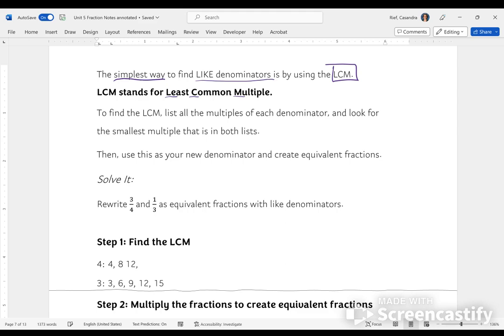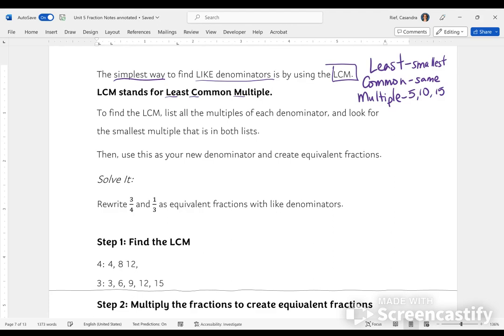The big idea is we are looking for the least common multiple. So let's look at each piece of this term to really understand what it means. Least just means smallest. Common means that they're the same. And a multiple would be like if you had multiples of 5, you could say 5, 10, 15. It's basically a number that can be created by multiplying your starting number by other whole numbers.